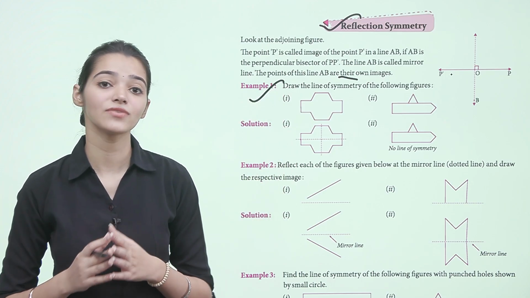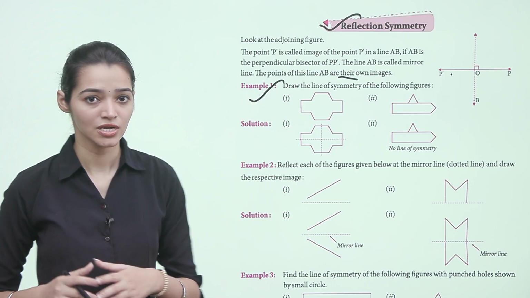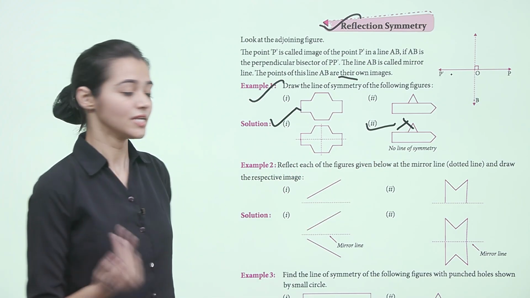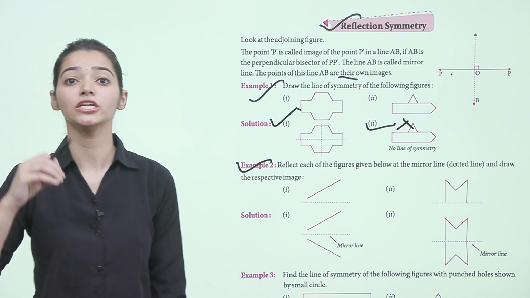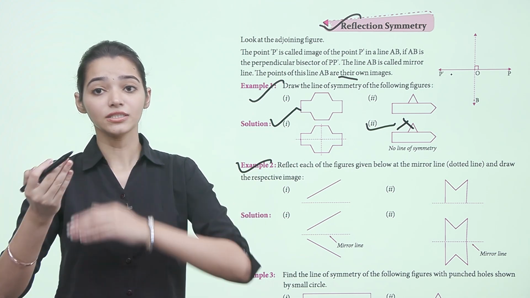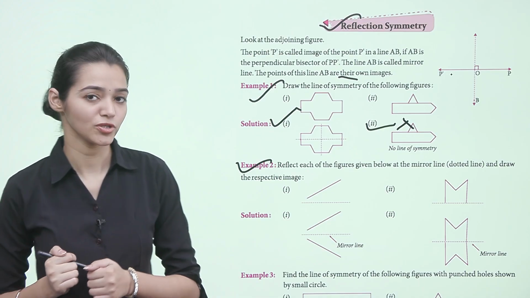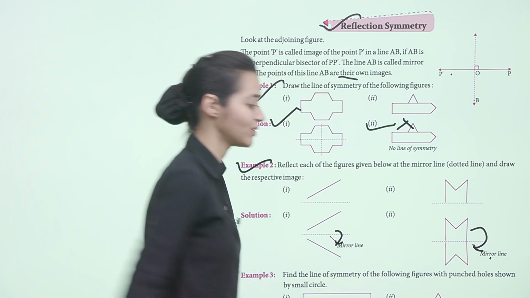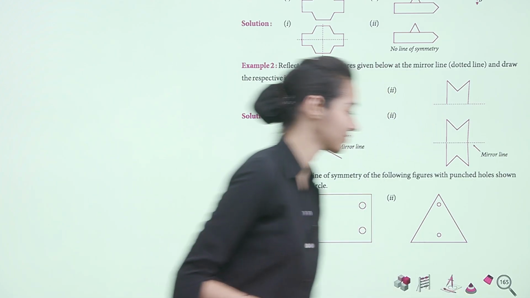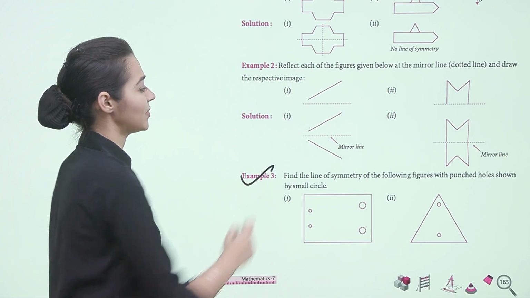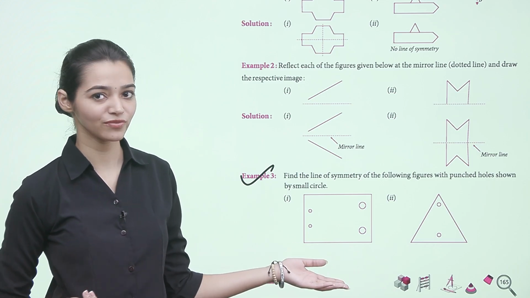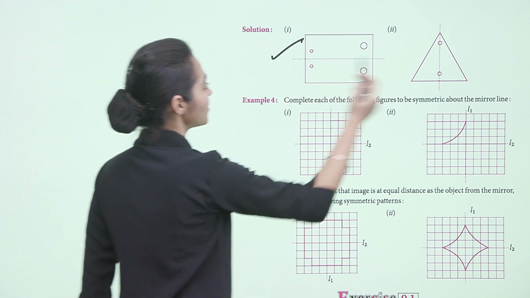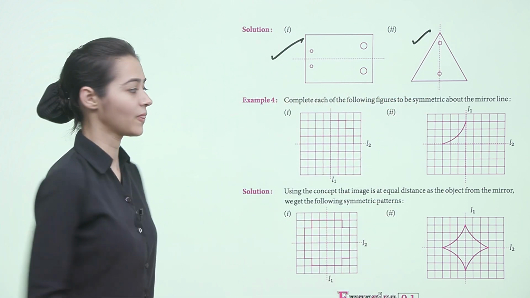Example number 1 says that we have to draw the line of symmetry of the following figures. This is a line of symmetry, and this one does not have any line of symmetry. Example number 2 says that we have to reflect each figure given below in the mirror line and draw the respective image also. So this is our mirror line, this is the reflection, and this is its other reflection. Next is example number 3. Here we have to find the line of symmetry of the following figures with punched holes. So this is its line of symmetry, a vertical line of symmetry.